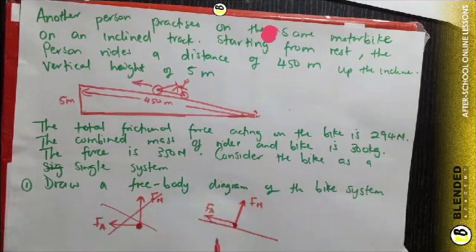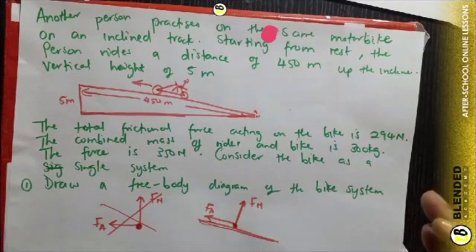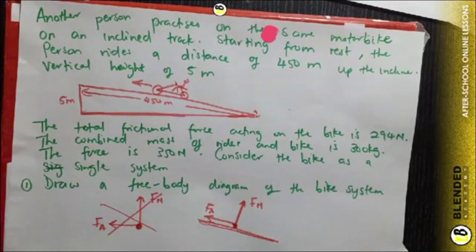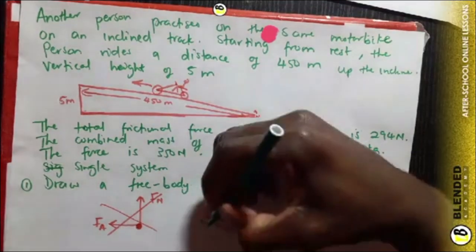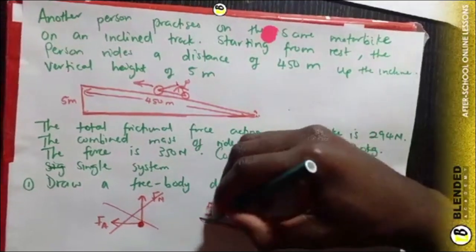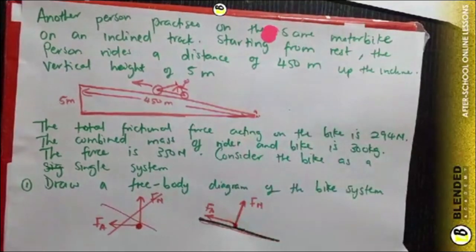Now, this is just the inclined surface there. It's got nothing to do with the free body diagram. I'm just trying to show you how this whole thing is inclined. Let me put in a different color to show you that it's an inclined plane. It's got nothing to do with the free body diagram. That's the inclined plane.